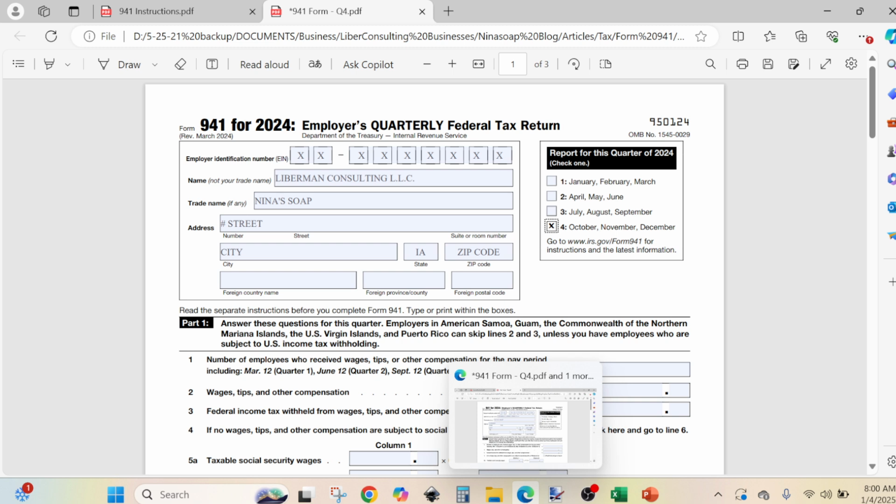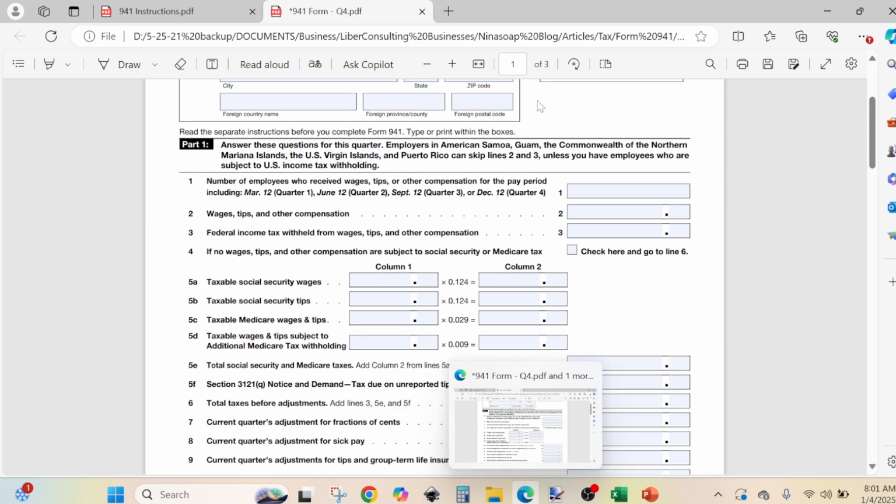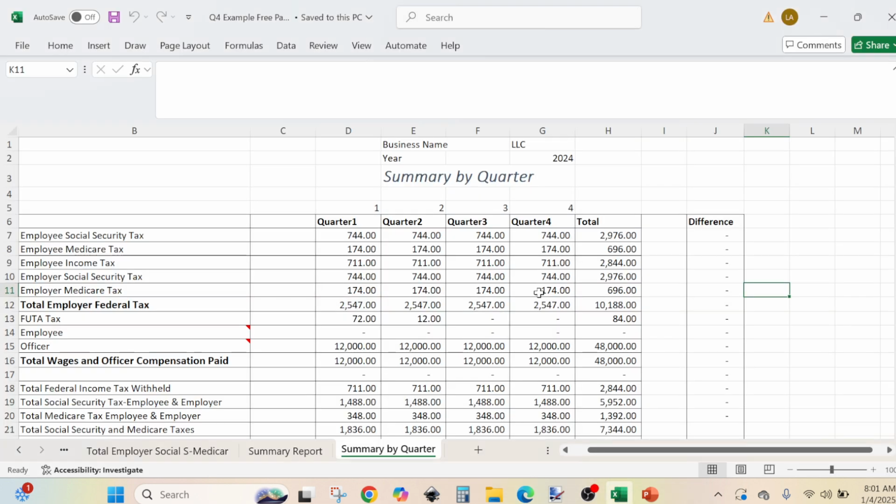Remember, it's a quarterly return. Therefore, you will need to file it every quarter. You cannot just select all the quarters on one form, but one quarter, one form. So part 1 for Form 941, number of employees who receive wages, tips, or other compensation for the pay period. So pretty much for the quarter you are filing for, how many people did you pay? In this example though, we are going to say 2.